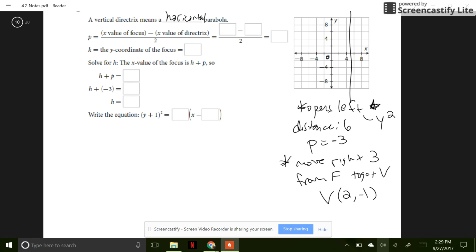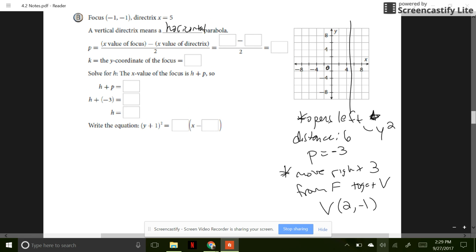So they do that a little bit differently up here, but we get to the same thing. The x value of your focus is at -1, and the x value of your directrix is at 5. So that gets you your p value of -3 that we got down here. Your k then is the y-coordinate of your focus, which is -1. Now they are finding their h, the x-coordinate, which is 2. And then they set up our equation.